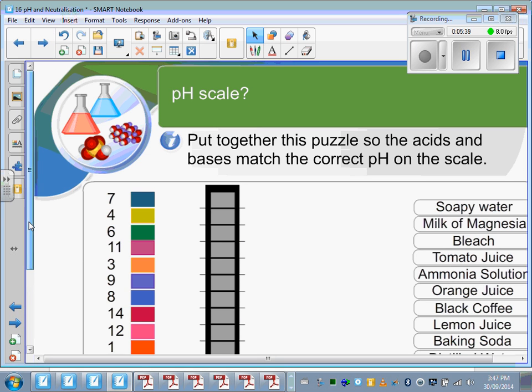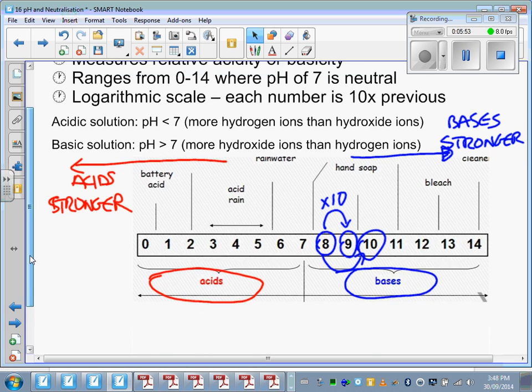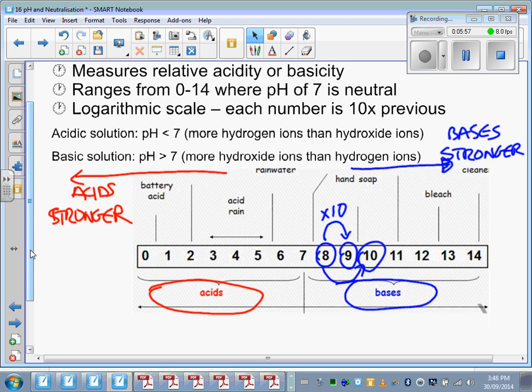Just some common items on the pH scale. If we go back, battery acid is a very, very strong acid. Acid rain normally is in the range of about 5, 6 on the pH scale. Common items like lemons, a lot of sour food items are acidic, and they would have a pH in the range of 3, 4, 5.